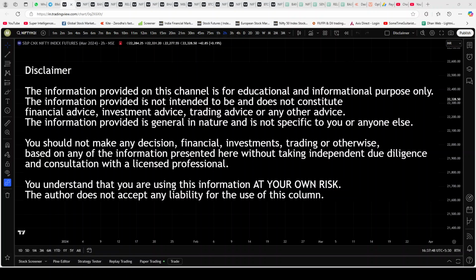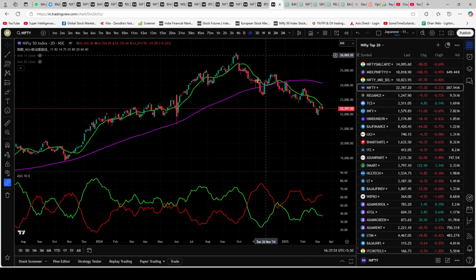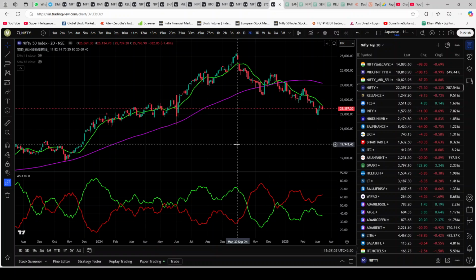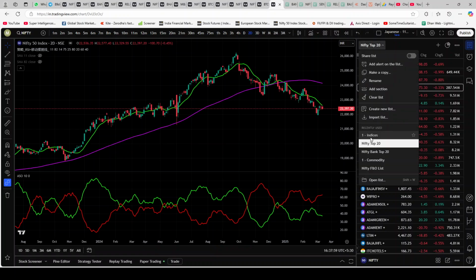So we'll go straight on to our charts. This is going to be a little different. This is going to be good for people who like positional trading and swing trading. So that will be the kind of time frames we are looking at.